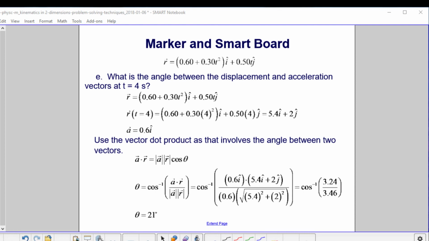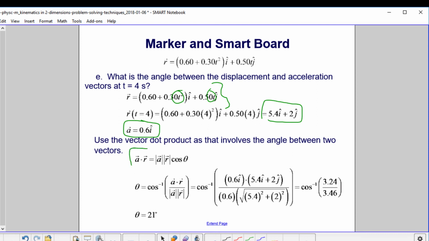We want to find the angle between the displacement and acceleration vectors at t equals 4 seconds. So we take our position vector here, we substitute in 4 for the time, and we find out that the position vector is 5.4i plus 2j hat, and then we have our acceleration vector over here. Now a clever way to do this is go to our vector dot product. Why? Because that will give you the angle between two vectors, and all you have to calculate is the dot product and the magnitude of each vector. So let's see what we have.